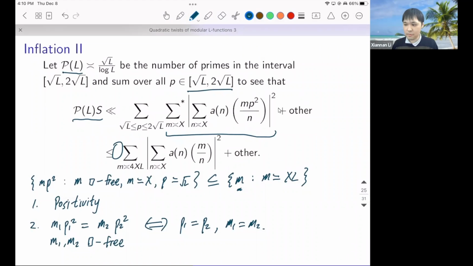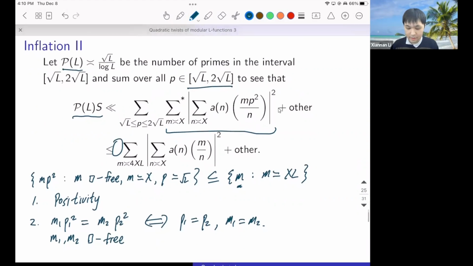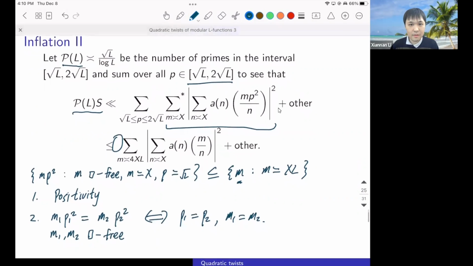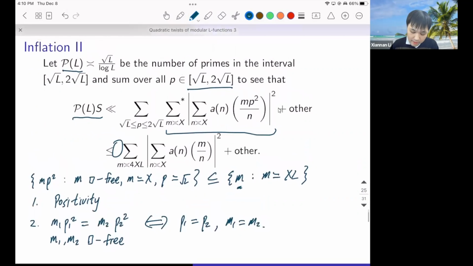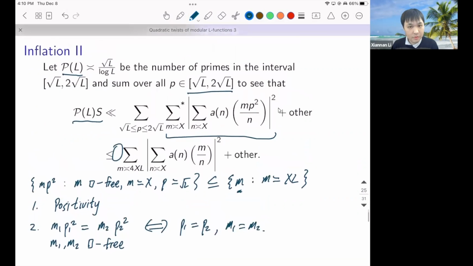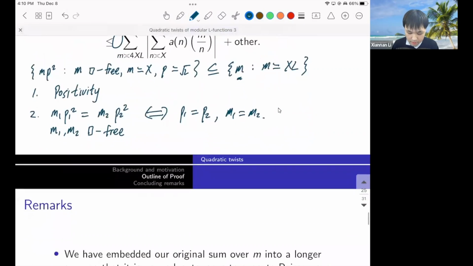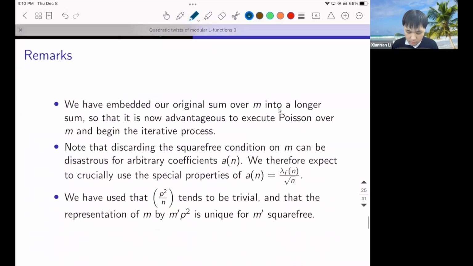So maybe I should pause for questions again, if there are any. Okay, so this has actually inflated the sum as we wanted, right? Originally M was of size X, now it's of size X times L. So now it's advantageous to execute Poisson over M and start this iterative process that I sketched out.